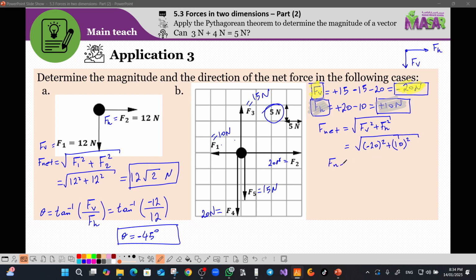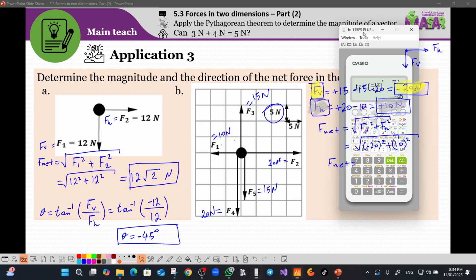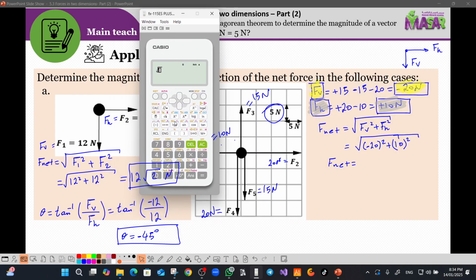And the F net is equal to the square root of minus 20 squared plus 10 squared.